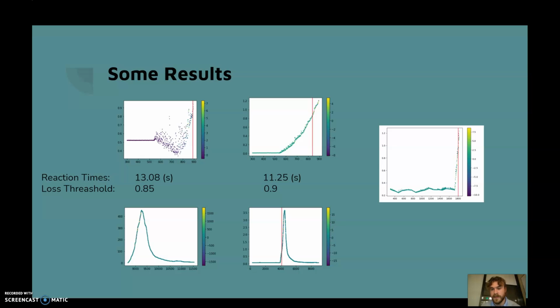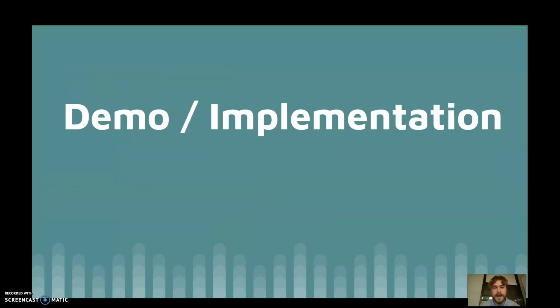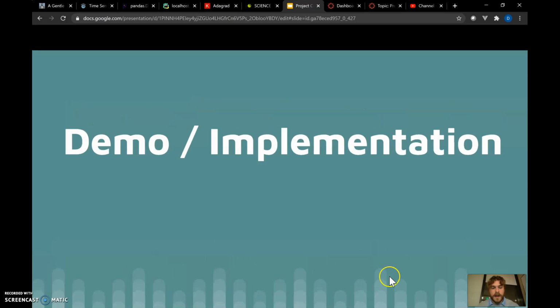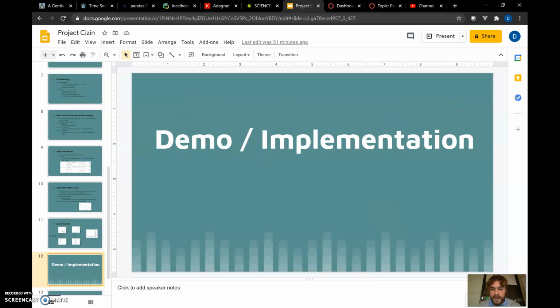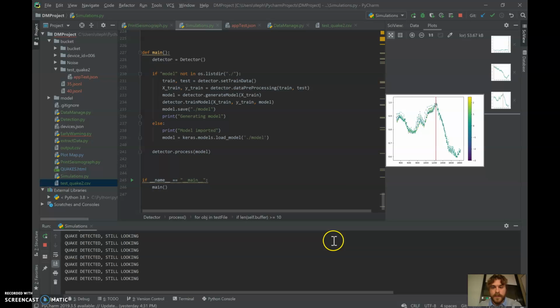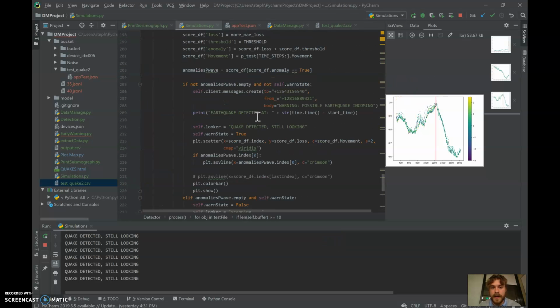And then I went to test on that with the real-time simulation. So here's a bit of a demo. Let's take a look here real quick. In our simulations here, every time an earthquake is detected, it'll of course still be looking, and also trigger a warning state. It'll go out of the warning state. I actually believe that this is stopped. Oh, there we go, perfect timing. So it'll come out of the warning state as soon as it stops detecting anomalous data.